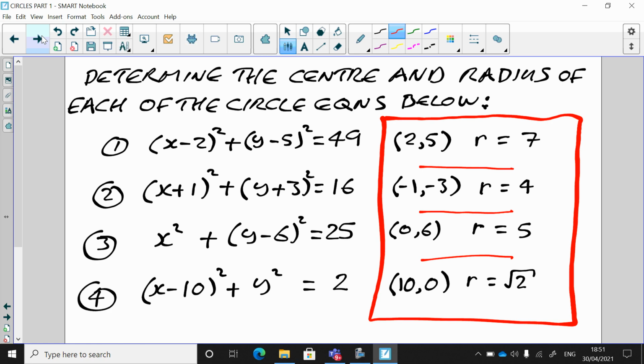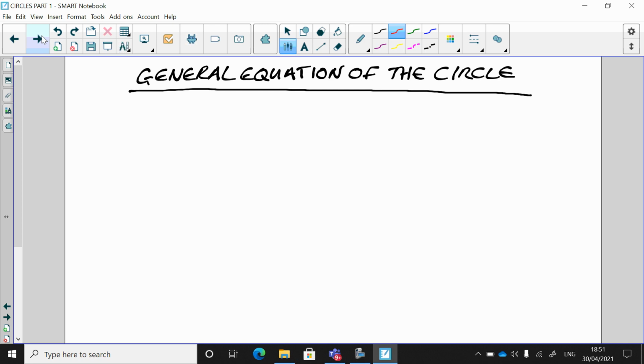And so the first three, all the radii, that's the plural of radius, they were all nice whole numbers there, 7, 4 and 5. The last one, square root of 2, leave it as square root of 2, because sometimes you might be doing something like squaring it. So we're just going to leave it like that there. That's fine. Okay. So that was the easy part.